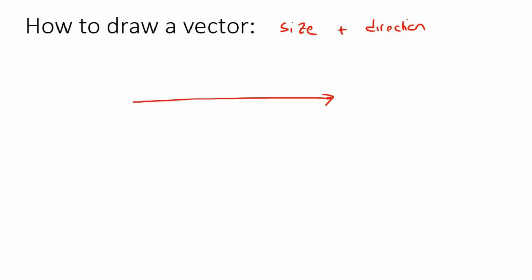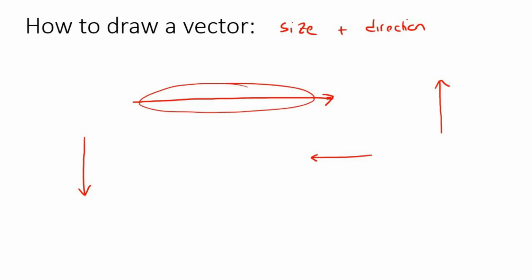Okay. So you see how this would be going to the right hand side. If we draw a vector going like that, then that would be going down. It's pretty straightforward. That would be going left, and that would be going up. So the length of the line tells us how big it is, and then the arrow direction tells us the direction.